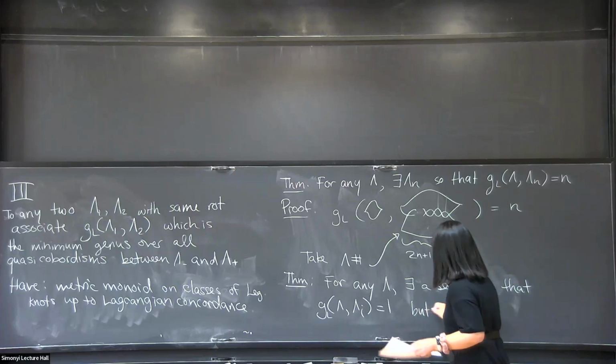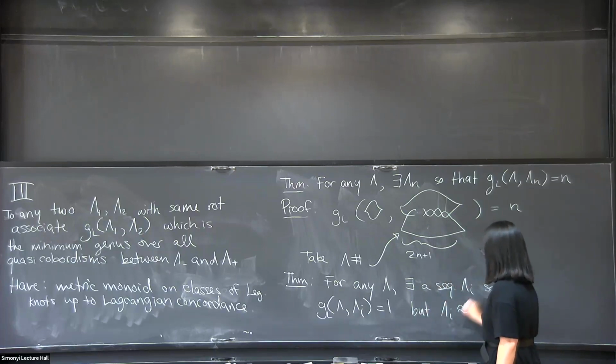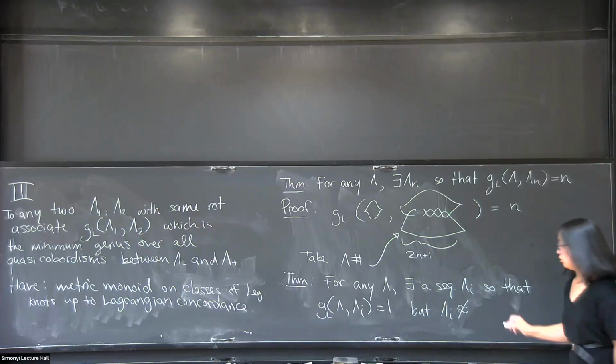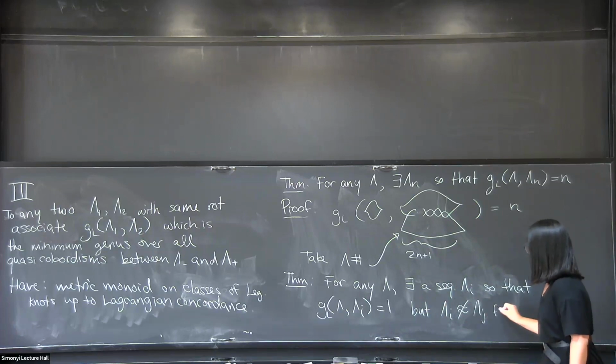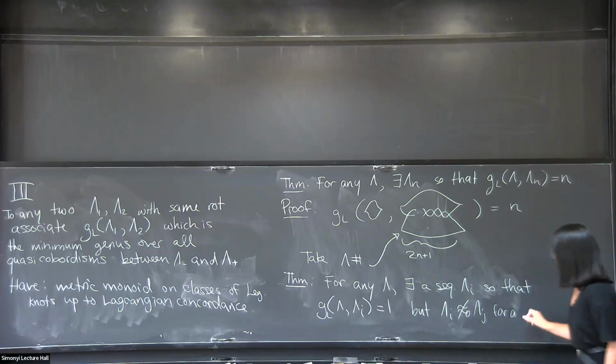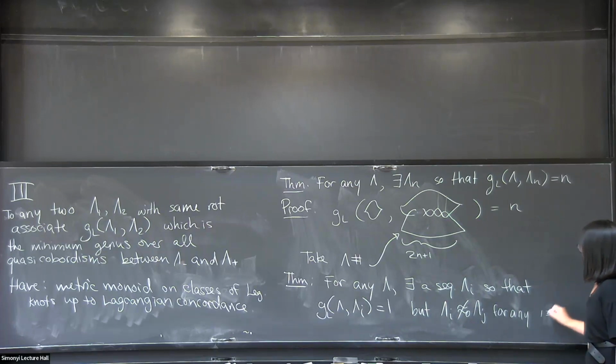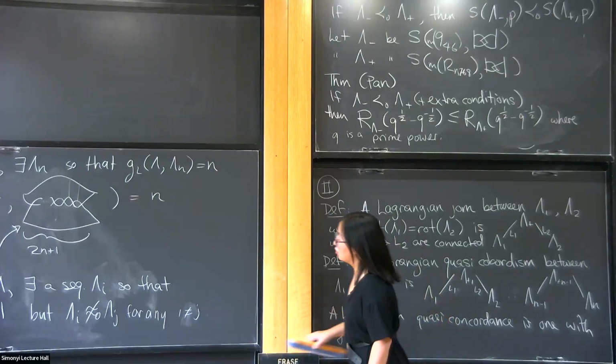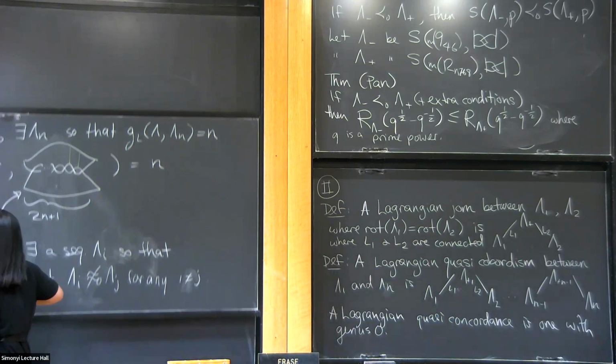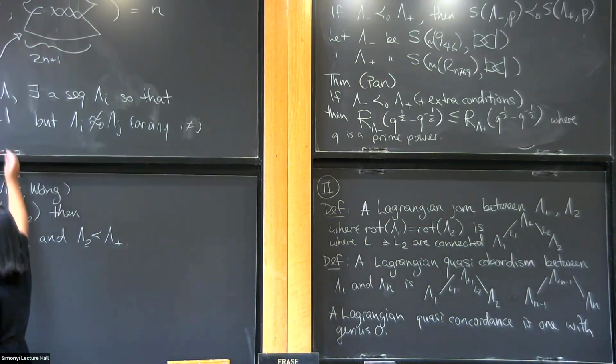But lambda I is not quasi-concordant to lambda J for any J. So in other words, if I'm thinking about this like metric monoid as a graph, then I have like infinite valence. Right, I did a bad job word ordering. So I'm just going to continue on over here.